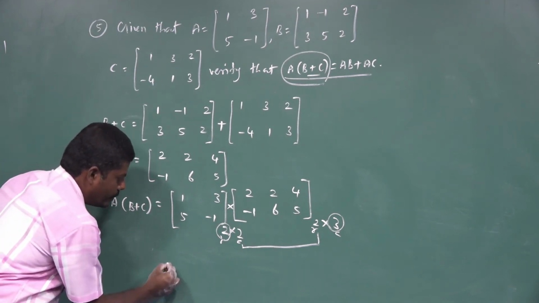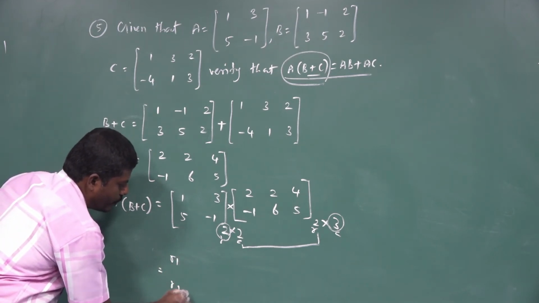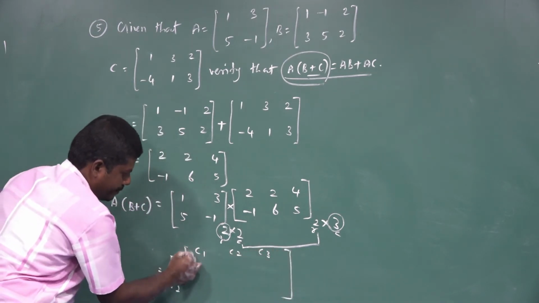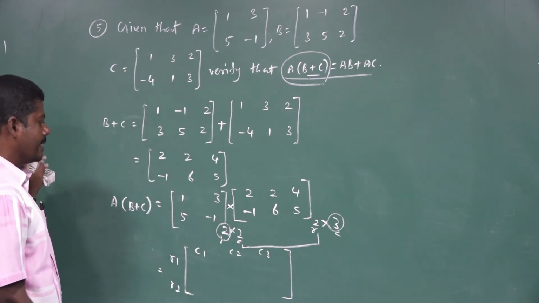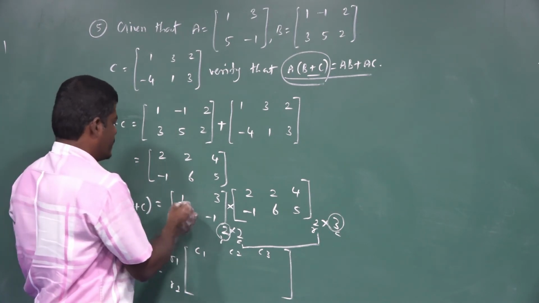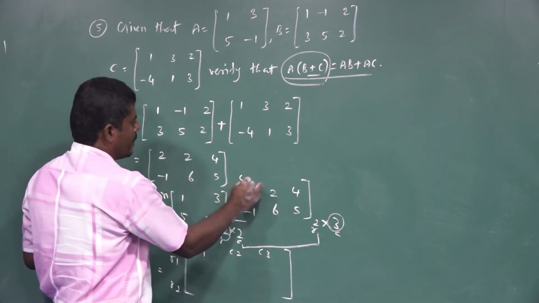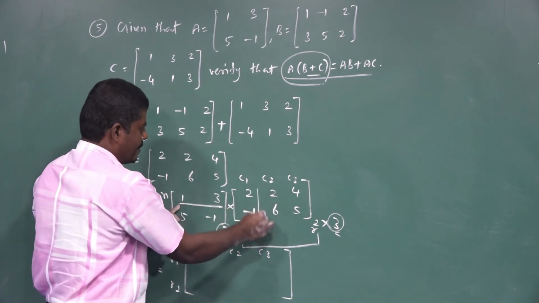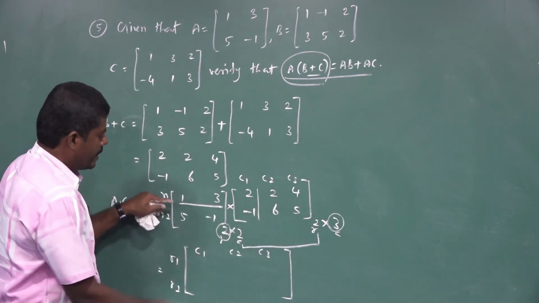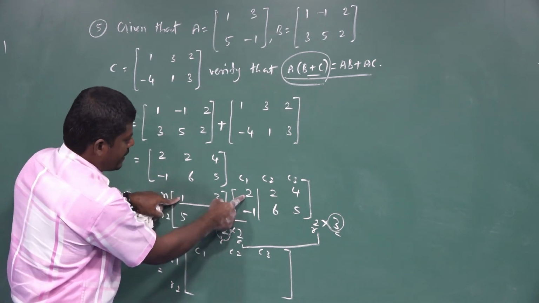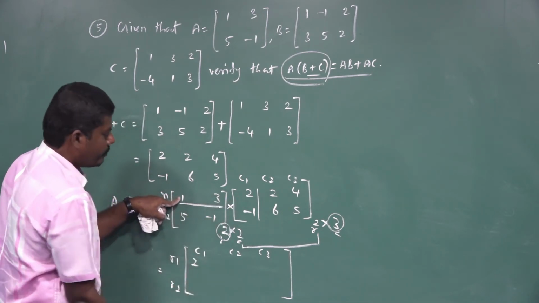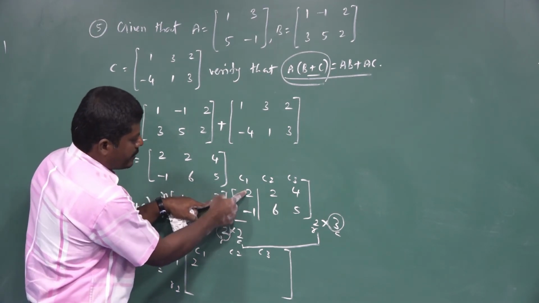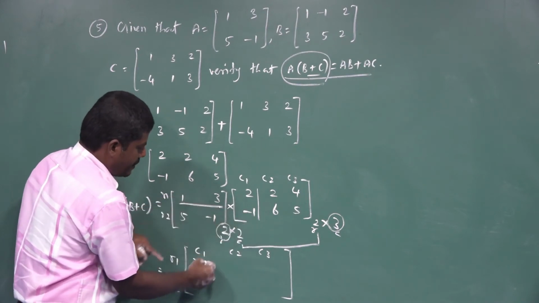Result order is 2 by 3. So, 2 by 3. Row 1, row 2. Column 1, column 2, column 3. This is our result order. So, multiply first. This is row 1, row 2. This is column 1, column 2, column 3. You take the first row in the first matrix and you take the first column in the second matrix. Understand? Multiply the first value. Here also you take the first value. 1 multiply 2, 2. Next you take the second value. Here also you take the second value. 3 multiply minus 1, minus 3.